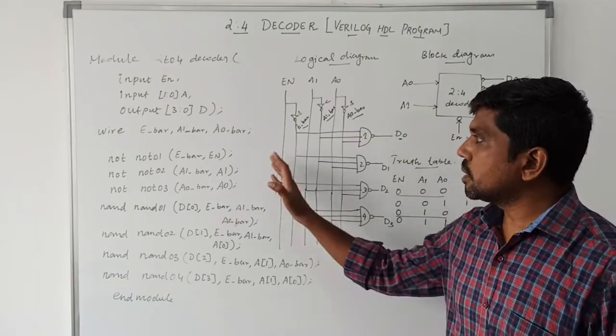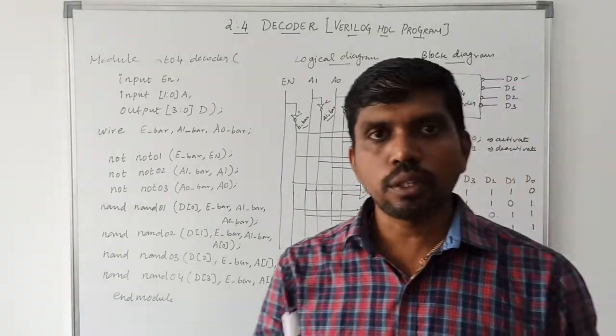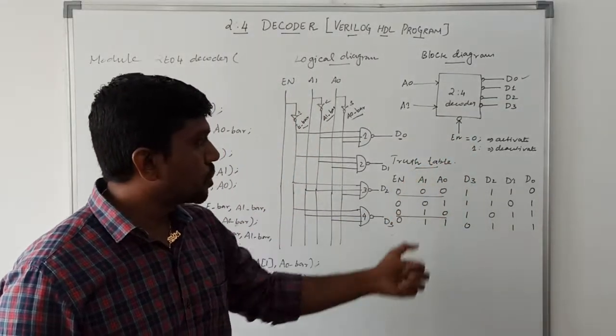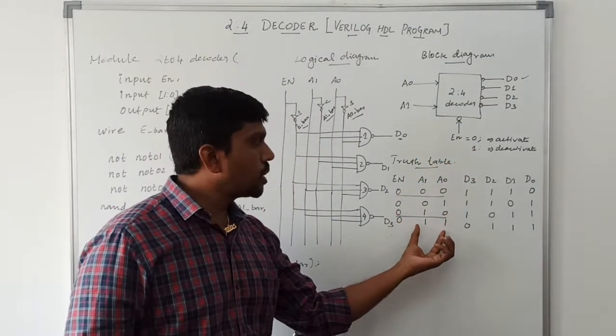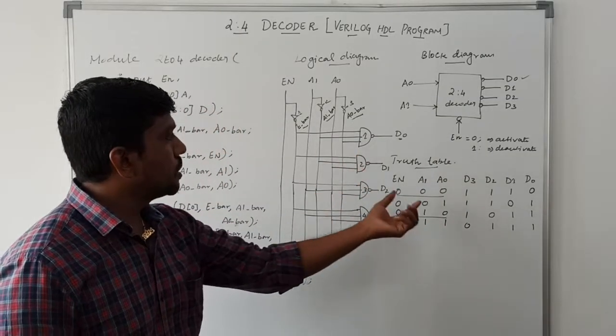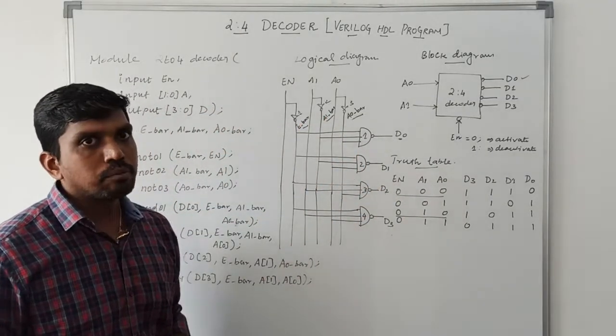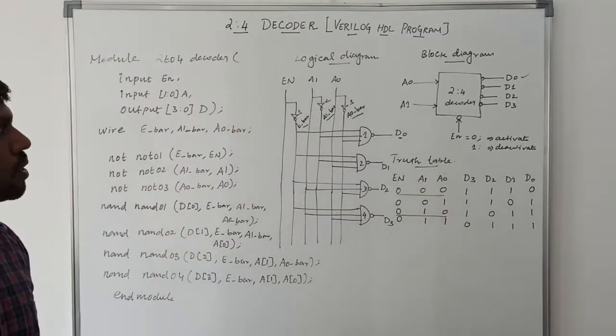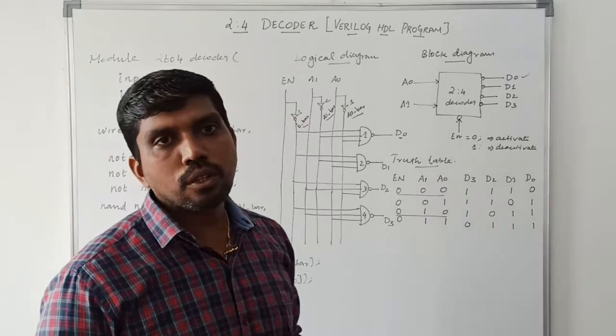Before you write the program, first you clearly draw the block diagram. Based on the block diagram, you can make the truth table. After drawing the truth table, you can convert the truth table into a logical diagram. This logical diagram is then converted into the Verilog HDL program. I hope you understand the concept very well.